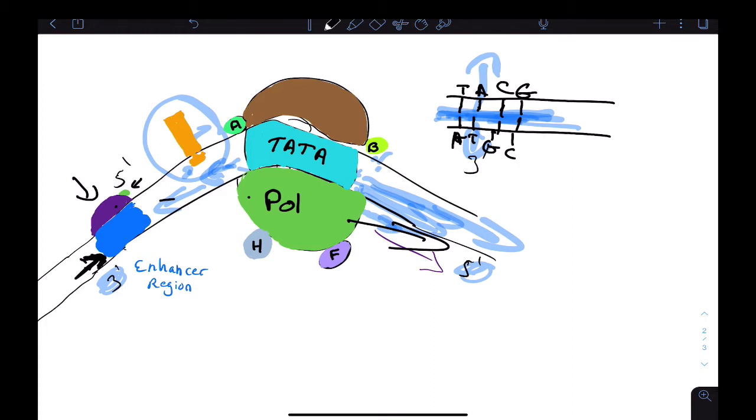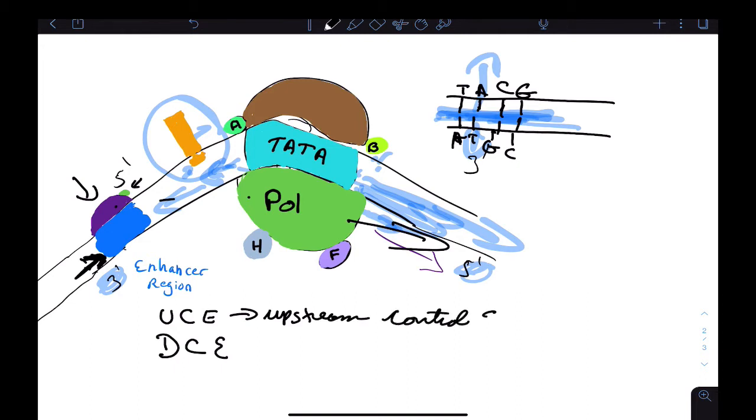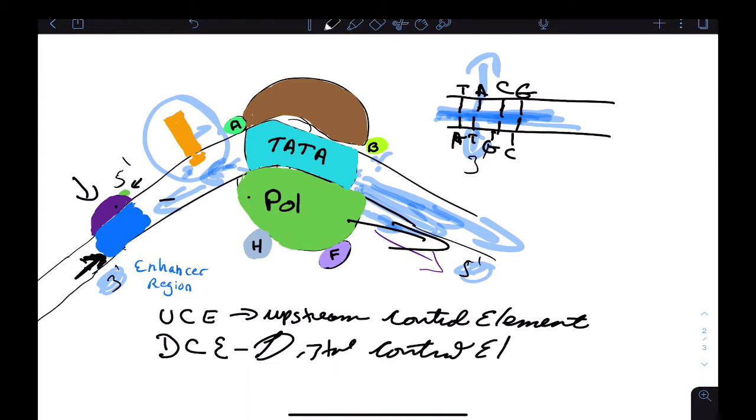By the way, the other thing is this enhancer region can also be called a UCE, or sometimes a DCE. Essentially that means upstream control element or distal control element. Let me write it out. Upstream control element, or the distal control element. So this is what we see over here, this region over here. We can use all these terms, they all mean the same thing.